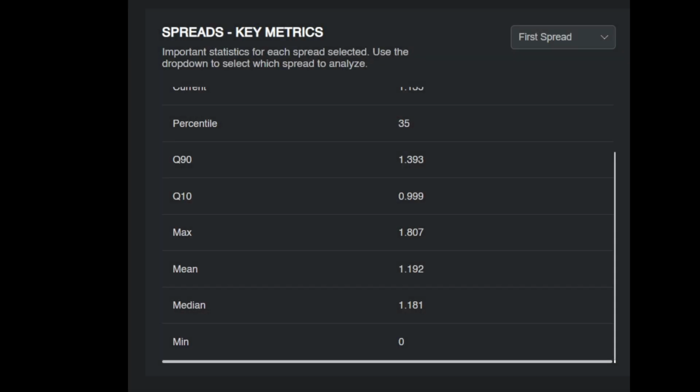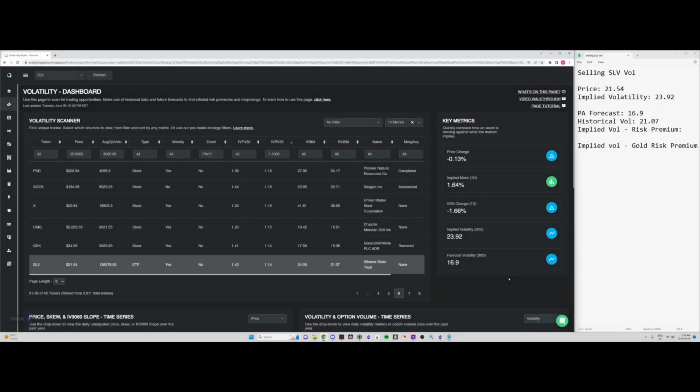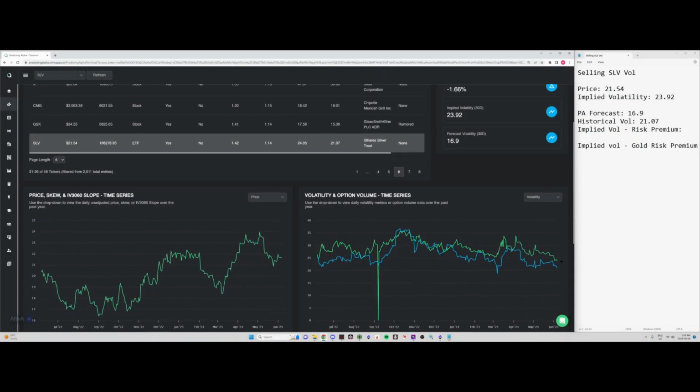There we go. We can see that the mean is 1.19 here, this figure here. So we know that on average, implied vol is about 19-20% higher than realized vol. So if we take that out, we can get the market's estimate for realized vol. What we're going to do then is go back to the graph here. We can see that implied vol is 23.91. If we take the 19% premium out, what do we get?